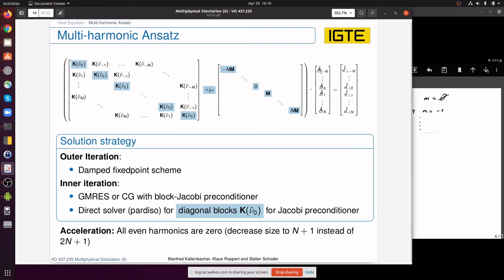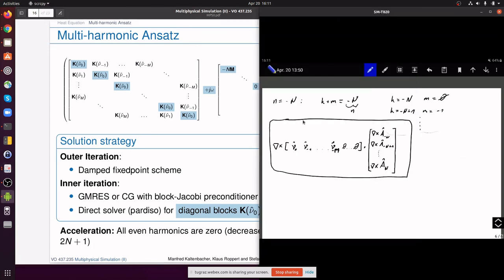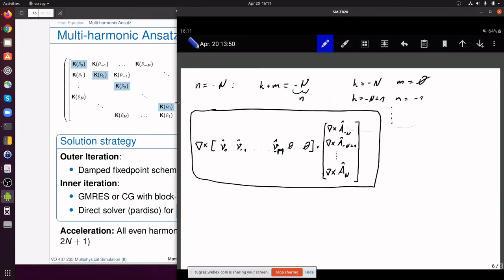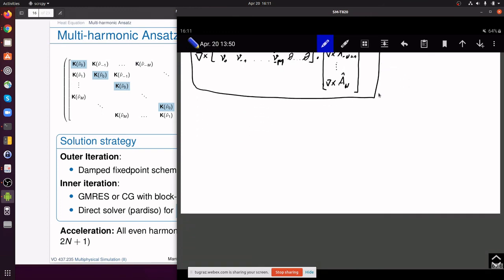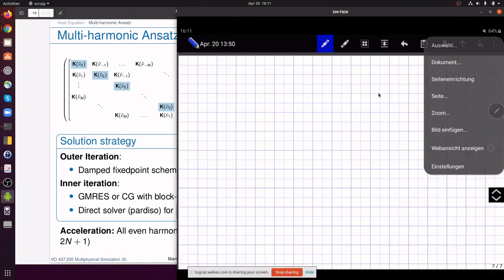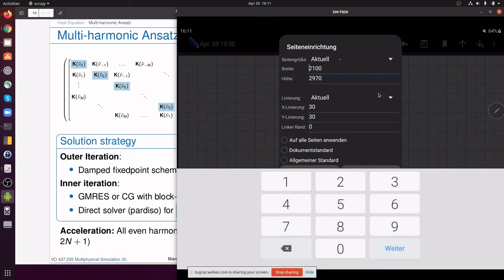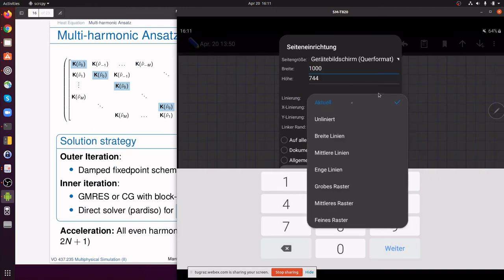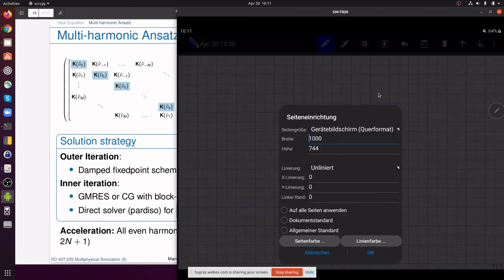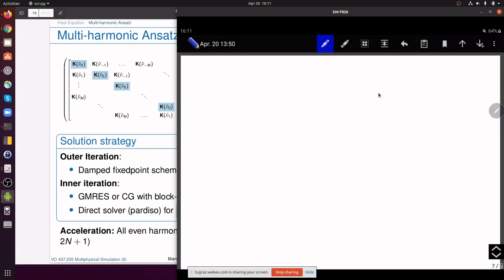And we can in fact decrease the size of this solution vector and the whole system by a factor of approximately 2, because we use the following. Maybe I'll go back to the tablet again. Okay, so how can we decrease the size of the system?